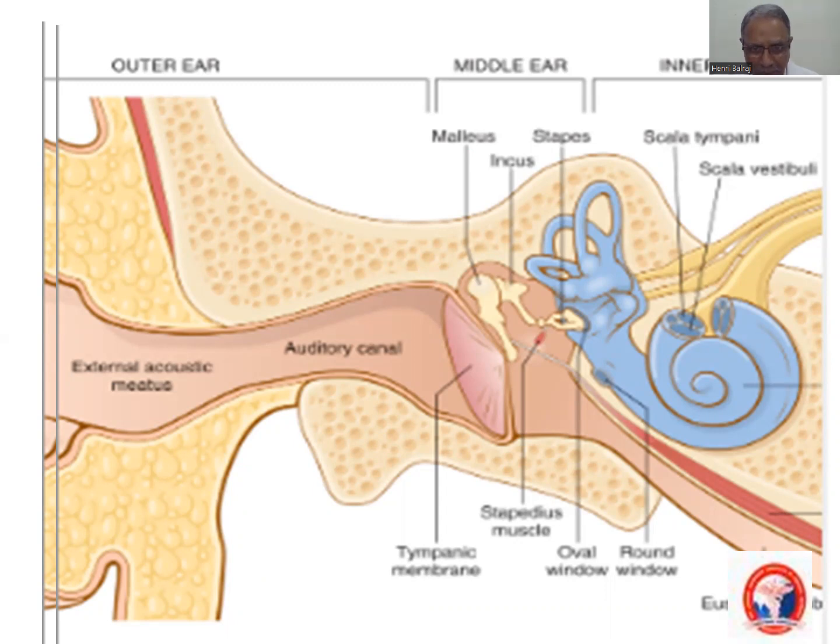To prevent damage from loud sounds, there are two small muscles in the middle ear, the tensor tympani and the stapedius muscle, which dampen the effects of the sound waves, which are compression and rarefaction. With every compression and rarefaction, the tympanic membrane moves, causing movement in the malleus, incus, and stapes.